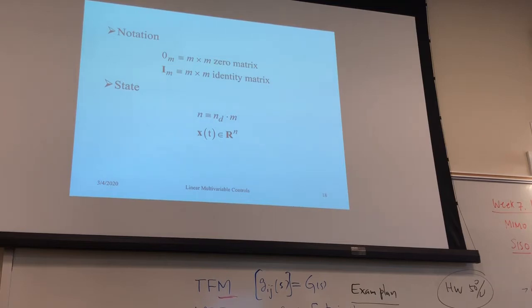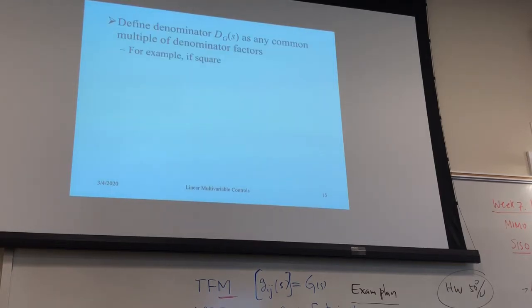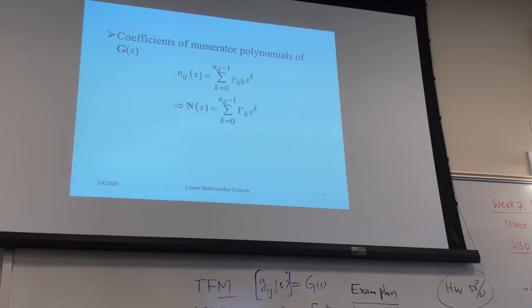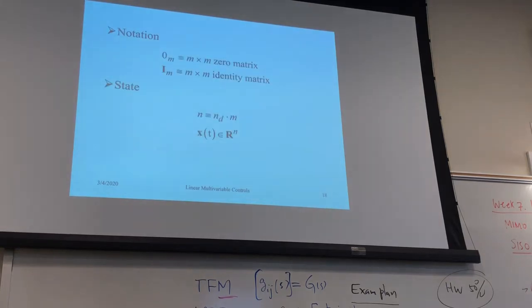So how many states may we have? n is nd times m. What is m? We remember, it is p by m. So m is how many inputs? p is how many outputs? So nd is the denominator's highest degree times how many inputs, m. That is the total number of states, n. So we're talking about MIMO because you have m inputs, and for each input you will have nd.